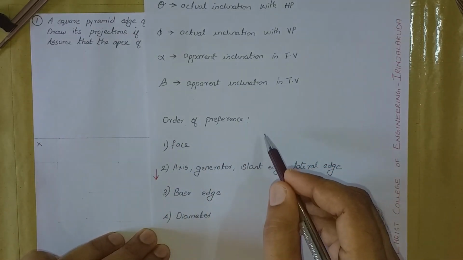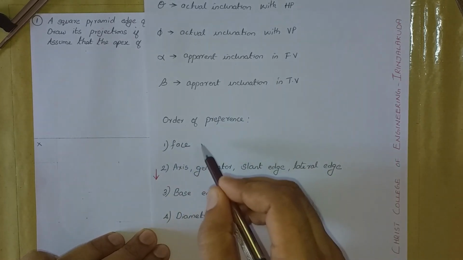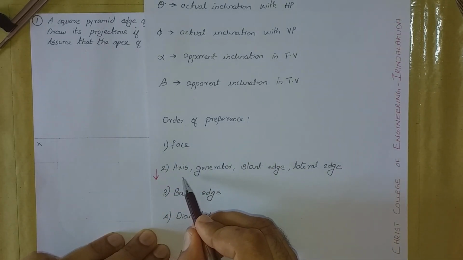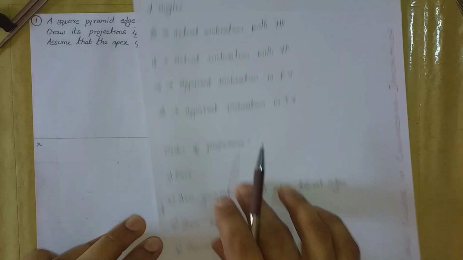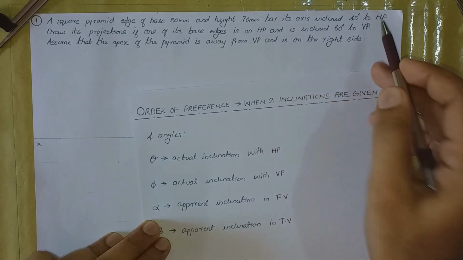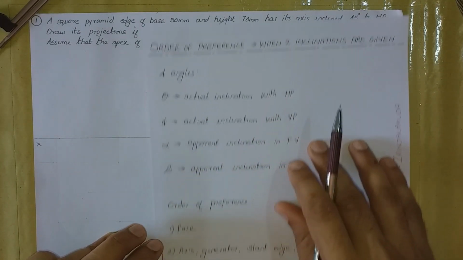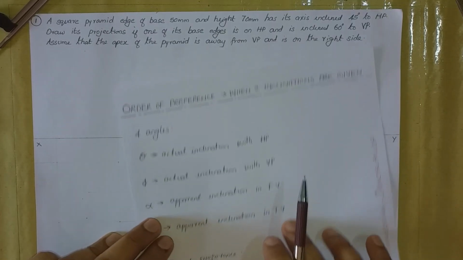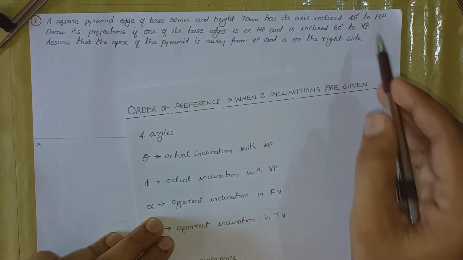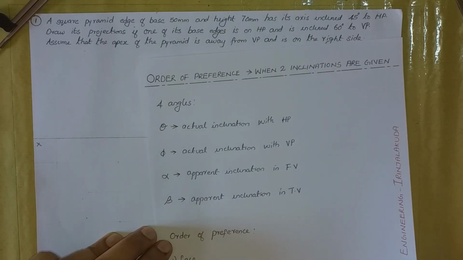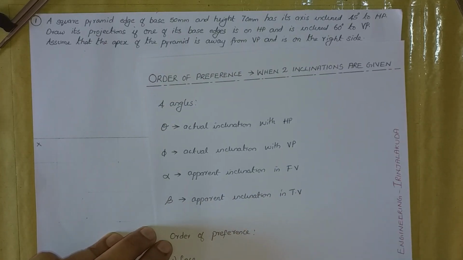Okay, so in this case, as per the order of preference, we don't have an inclination that is mentioned with respect to face. Here we are having inclination with respect to axis, and that inclination is 45 degree. So this inclination is to be applied first, and base edge is having an inclination which is mentioned with respect to VP. This inclination is to be applied second. Okay, so we made that decision which inclination is to be applied first.